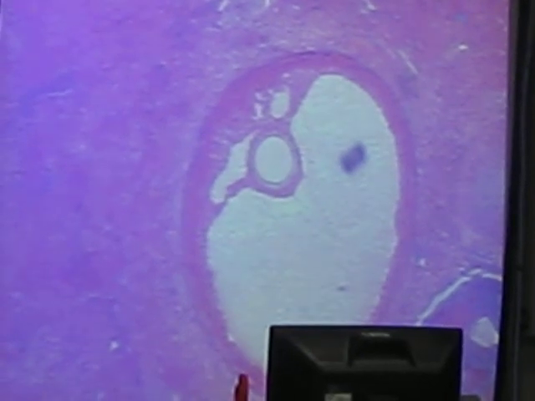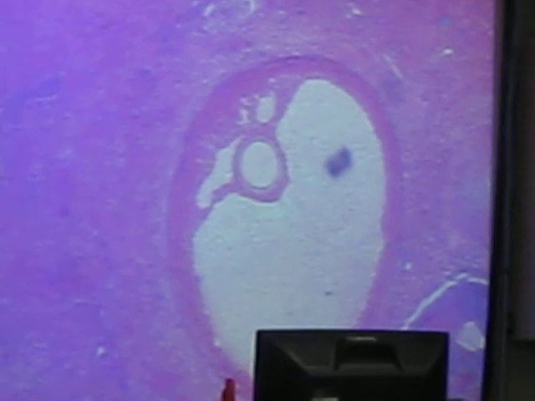So look at the slide of the mature follicle. You should be able to identify all the different stages on that slide. So that's your first slide.